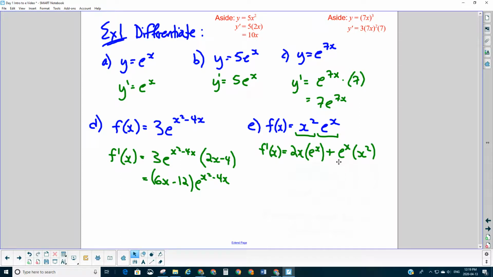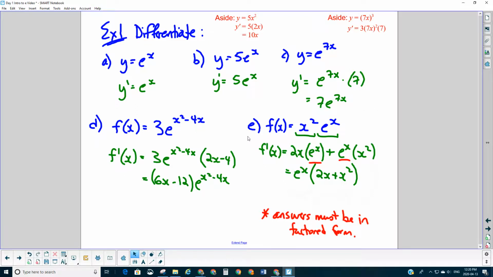Now we can tidy this up a little bit. There are no like terms we can collect. However, you will notice that there's an e to the x in both parts of these. So it's a common factor to both of these things. And this is going to happen all the time. This e to the x is going to be in both parts of the product rule because it's the original, and the derivative of e to the x is itself. And so you can always common factor out an e to the x. So if I bring the e to the x out, I'll be left with a 2x plus x squared.